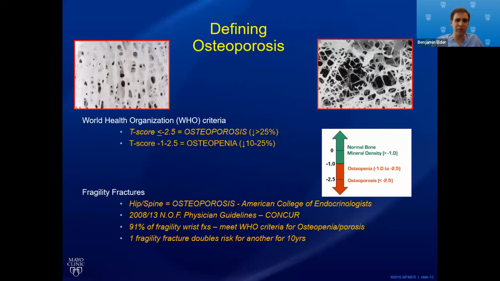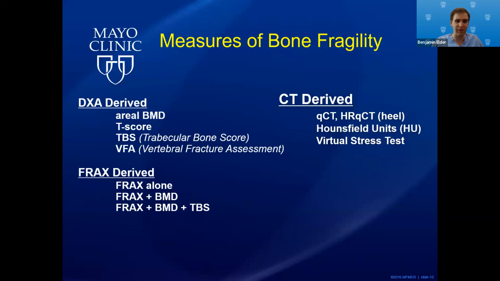So again, in defining osteoporosis, it's either based on fragility fractures or in those over 50, the T-score less than 2.5. About 91% of fragility risk fractures meet the World Health Organization criteria for osteopenia and osteoporosis. And one fragility fracture actually doubles your risk of having an additional one for 10 years.